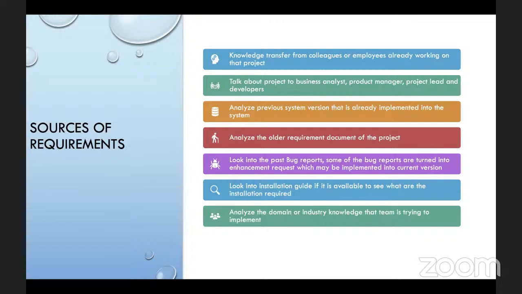And then the next one here, guys, is look into past bug reports, right? Some of the bug reports are turned into enhancement requests, which may be implemented into the current version. So sometimes the reason why we are here today, the reason why we might be having some type of conversation, is that there was some bug, some defect that was found in the previous deployment, right? We found a bug somewhere, we found an issue somewhere, and we know that we need to fix this issue.